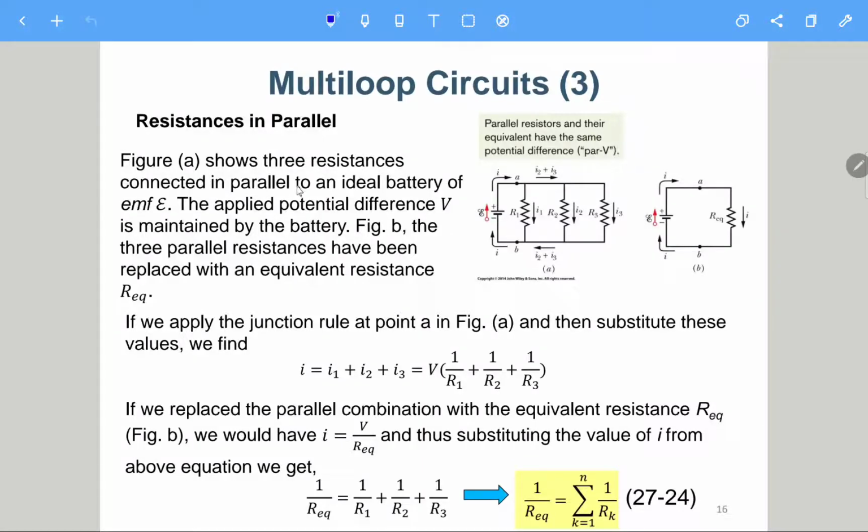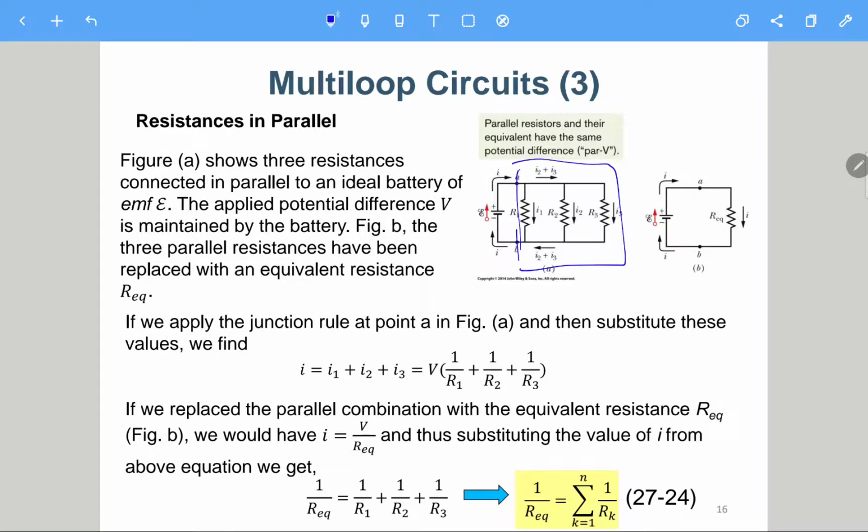So now we consider the multi-loop circuit, which is like the resistance in parallel. As you can see here, we have a battery E, and R1, R2, R3 all in parallel. In that case, if we substitute this part into the equivalent circuit, here we have point A, point B, and then we may use a box, a black box, and exchange it for another element.